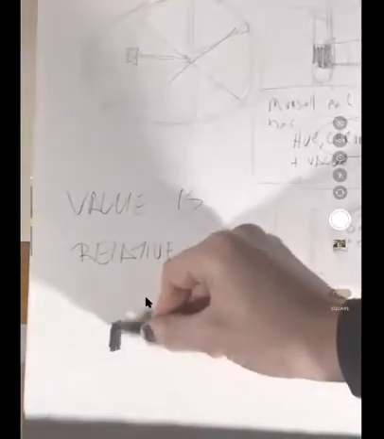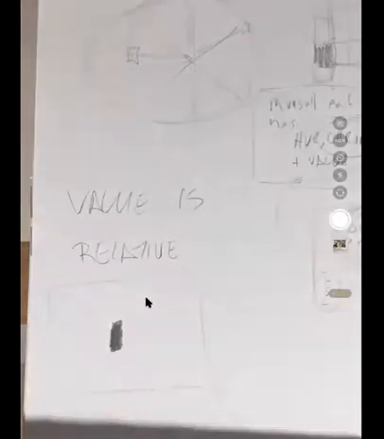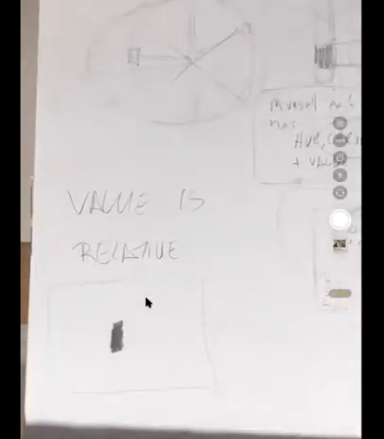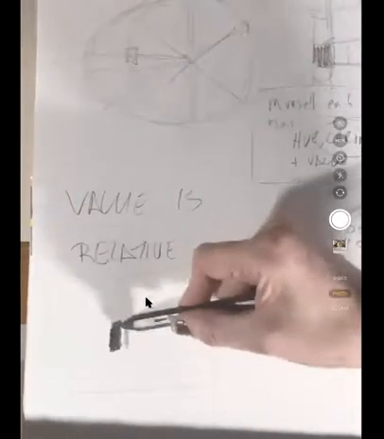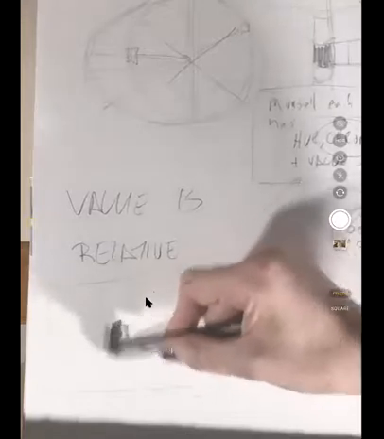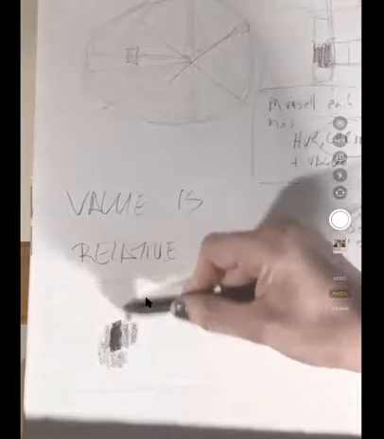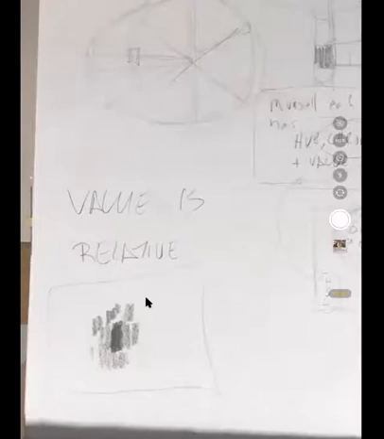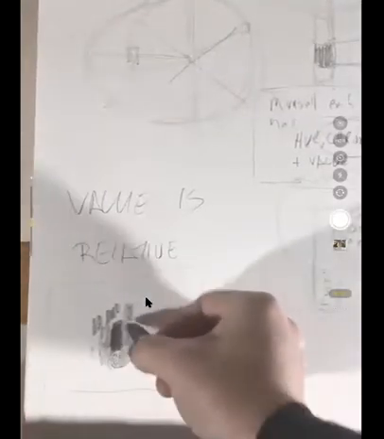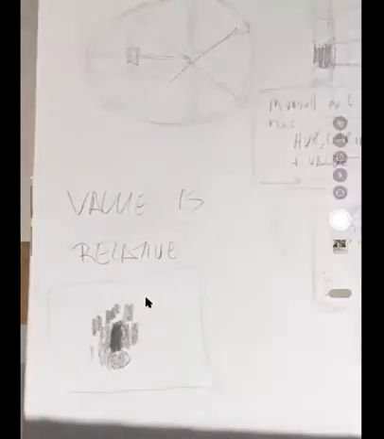If I have this value and it's surrounded by white, then it looks really, really dark. But if I take that value and surround it by other values that are also darker than the white, now it doesn't look as dark as it did before because it's being read in correlation to these values. That's what it means when we say value is relative. Value is read by the values around it.